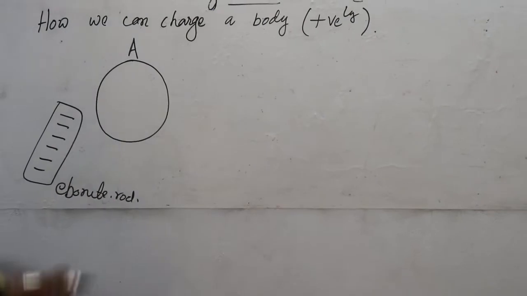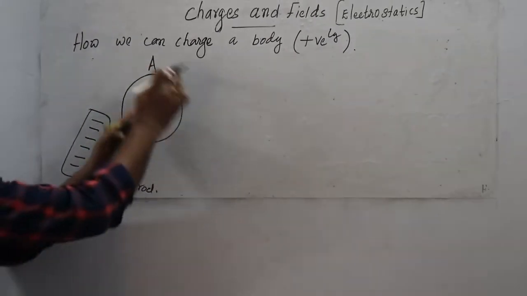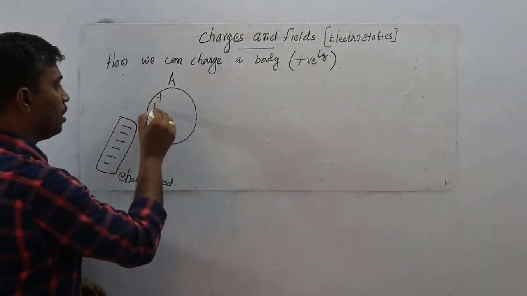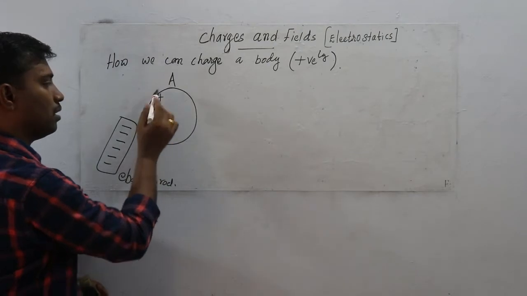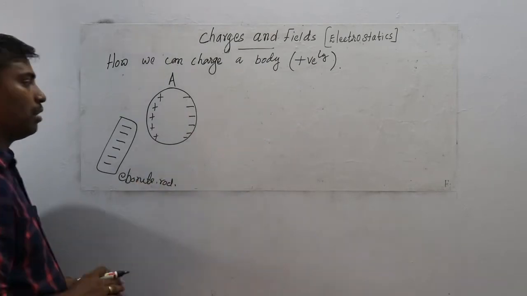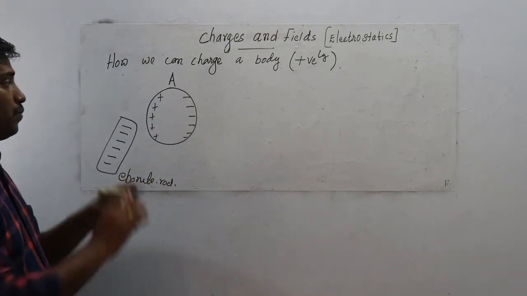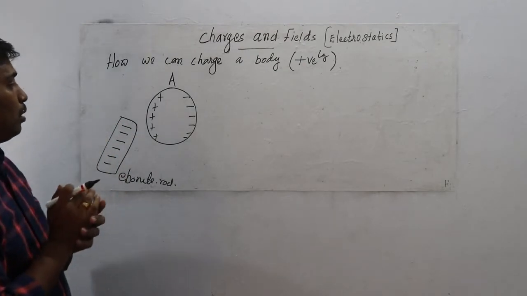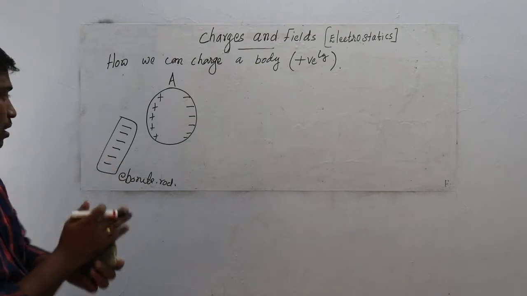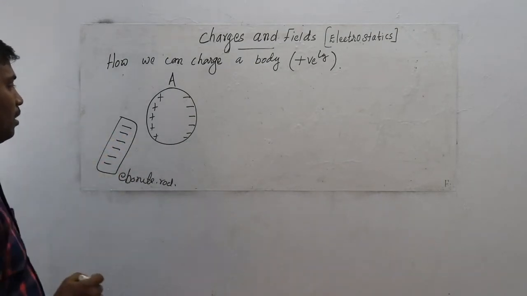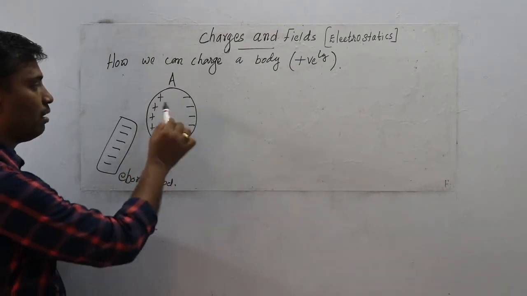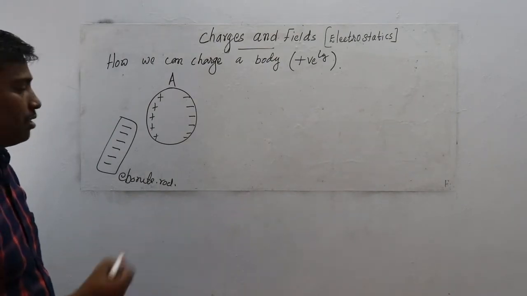When we bring the ebonite rod near this metal bowl, all the positive charge comes to this end, and all the negative charge is repelled and goes to the other end. First we consider a metal bowl and bring an ebonite rod rubbed with fur near the metal bowl. We can see that all the positive charge comes to one end, and all the negative charge goes to the other end.